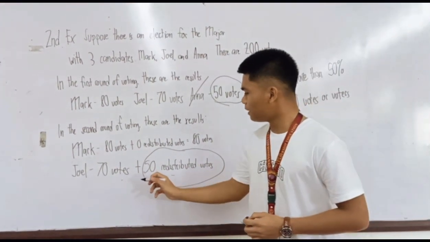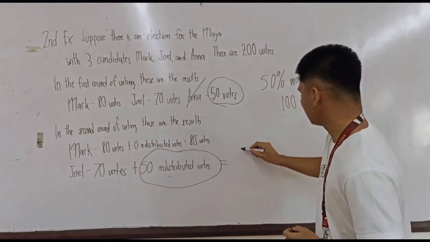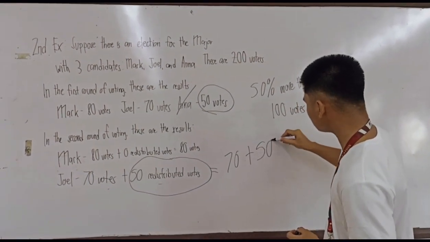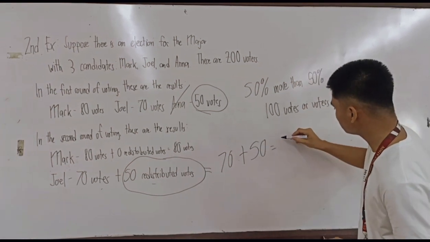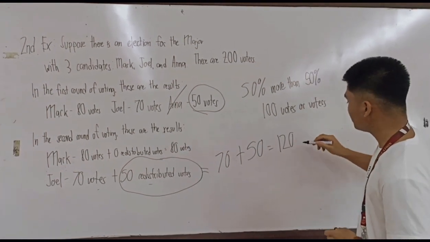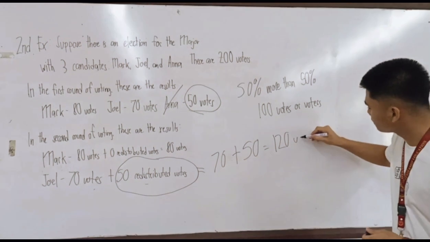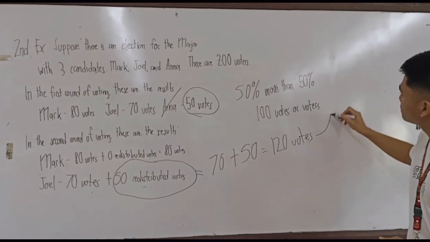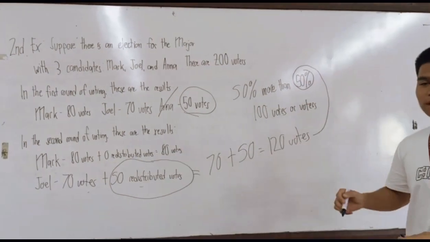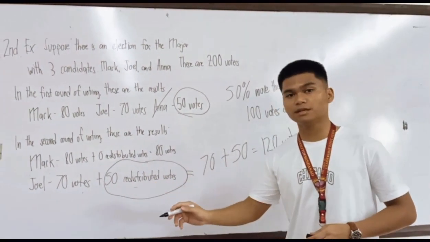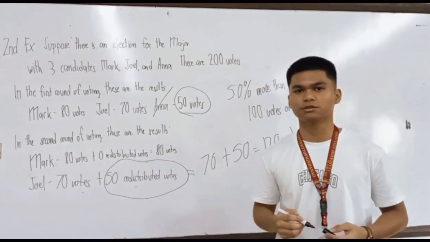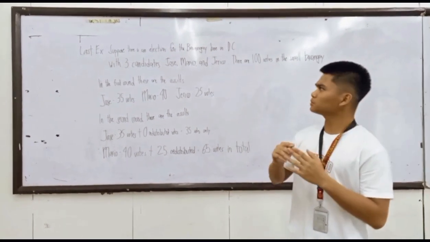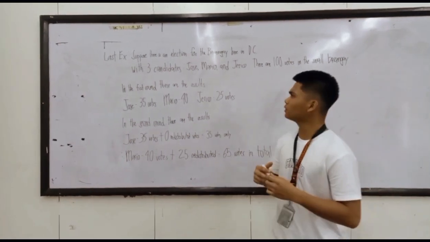And now, 70 plus 50 is equal to 120 votes, and it exceeds the 50%. Now, Joel is considered the winner of the election. And now, we're done with the second example. Now, let's proceed to our last example.